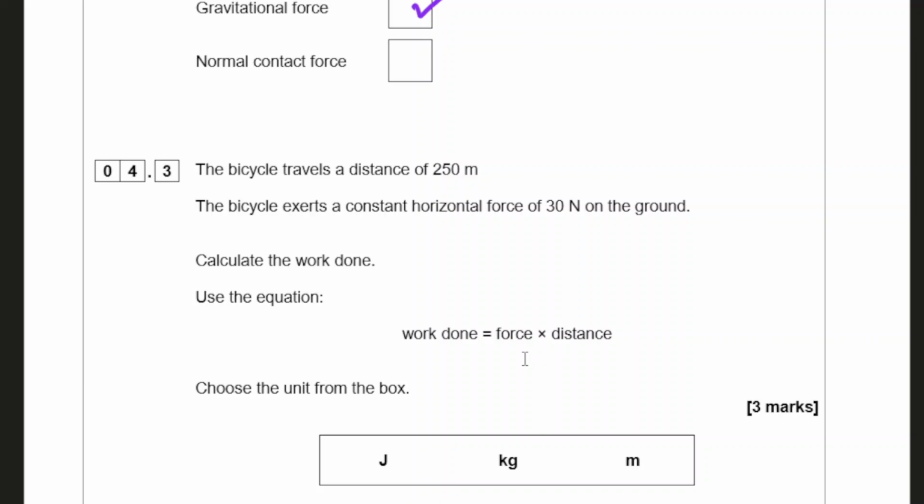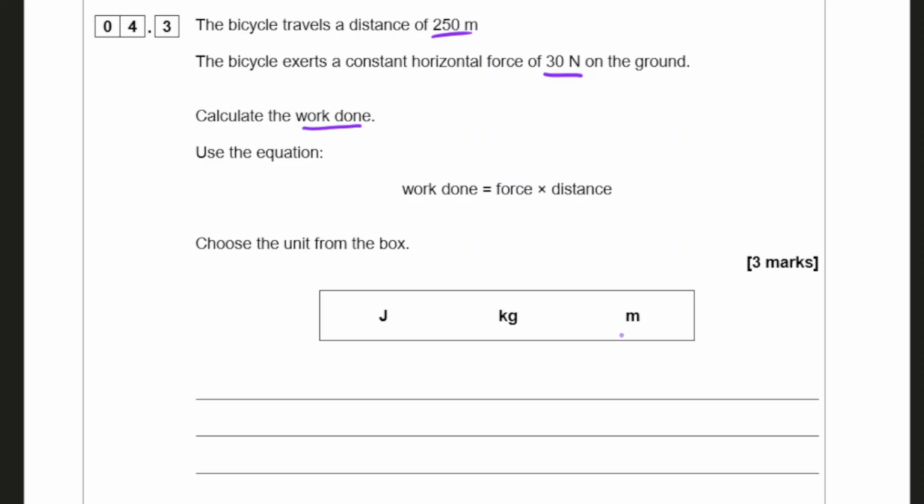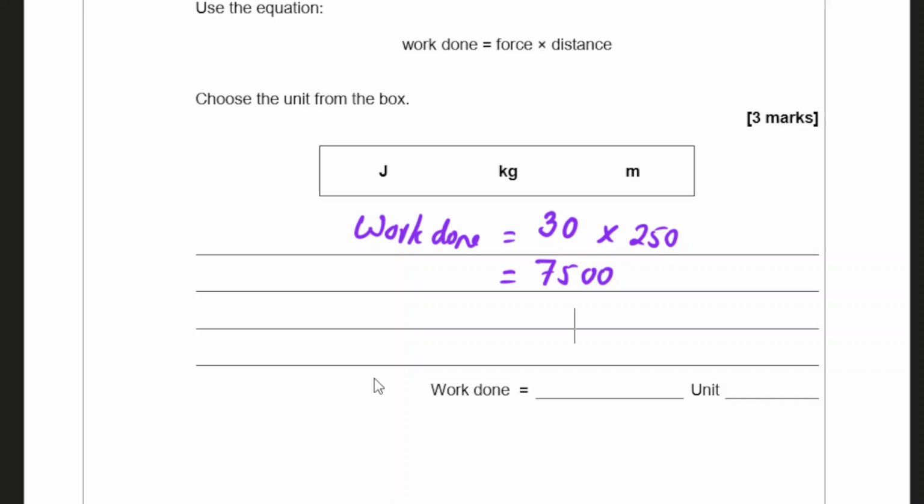The bicycle travels a distance of 250 meters. The bicycle exerts a constant horizontal force of 30 Newton to the ground. Calculate the work done. So use the equation, the work done equals force, which is 30, multiplied by the distance, which is 250. So 30 multiplied by 250 is 7,500. And they want you to choose a unit.